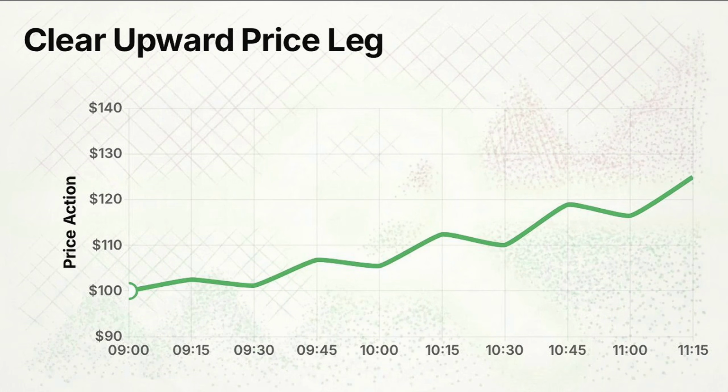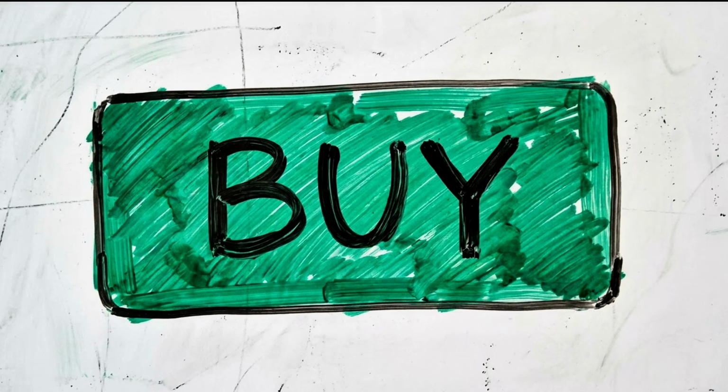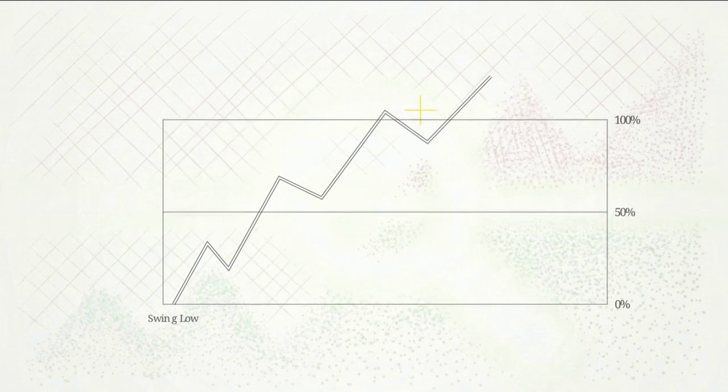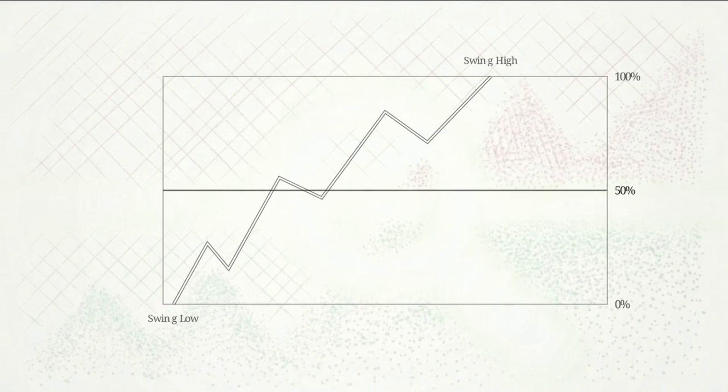Now let's apply this to a chart. Find a clear upward leg of price movement. This will serve as our baseline when we are looking to place a buy order. Anchor your customized tool at the absolute bottom of this upward move and drag it all the way up to the exact top. This chart divides the upward move in half.